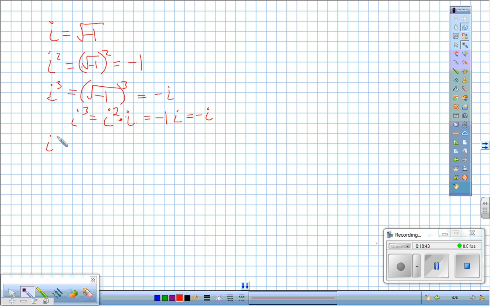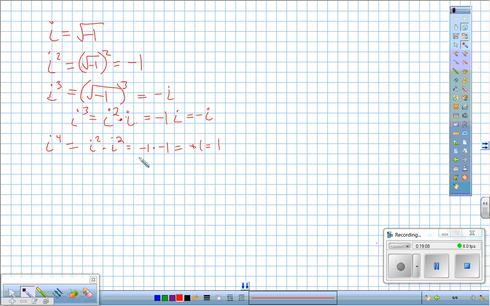I to the 4th equals I squared times I squared. I squared is negative 1, times negative 1, equals positive 1. So I to the 4th equals 1.